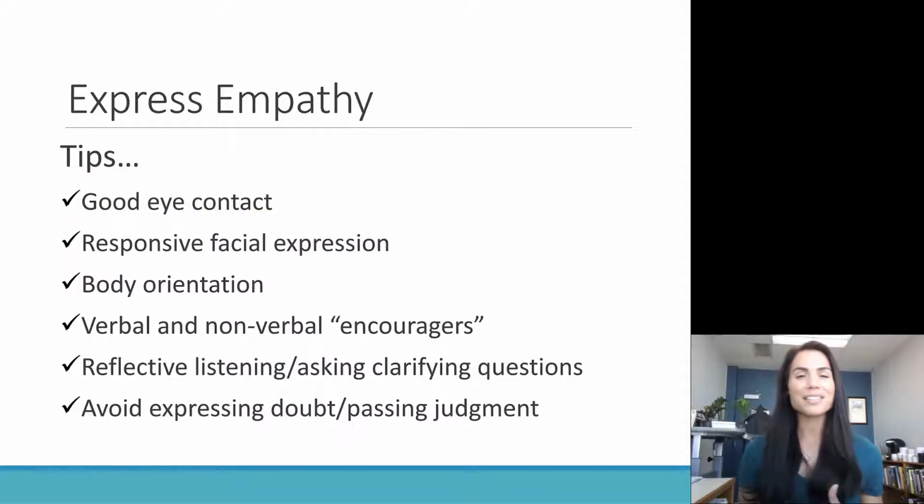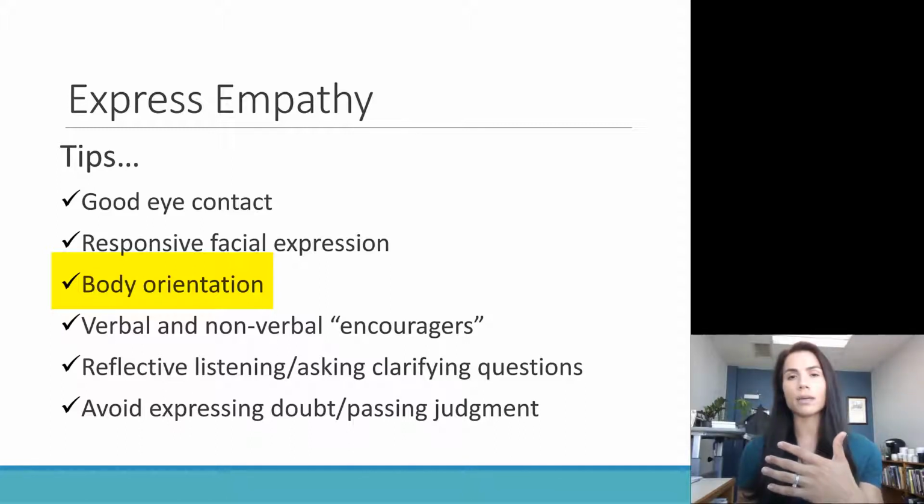Next, responsive facial expressions. Try not to have a stone face; be responsive, reflecting that you're hearing them. Then your body orientation. How you sit or stand in regards to the person you're talking to expresses how you feel. If you have a client here and you're facing this way and writing down here, just because you're angled, that tells the client that you're not as focused and intentional with them in that moment. So it's important to square your body to them.